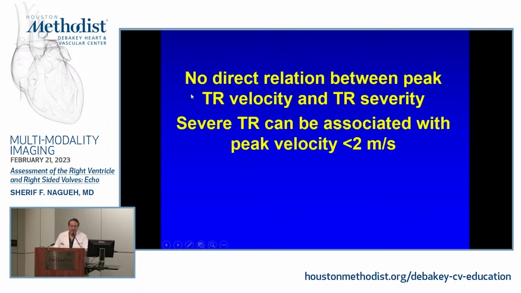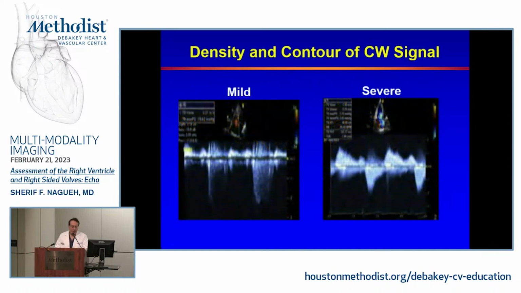One message I want to get across: many people think of the peak velocity of the TR as equal to severe TR. This is very wrong. There is no direct relation. In fact, some of the most severe TR cases can have a very low velocity. So be careful. And you can have very mild TR with very high velocities in patients who have, say, pulmonary hypertension. That's an example of a mild and a severe TR.